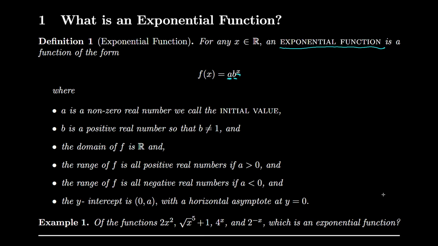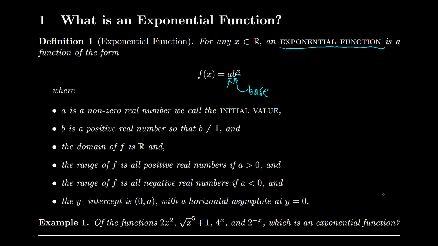A is a non-zero real number that we call the initial value. So this guy right here, A, is a non-zero real number. It has to be non-zero. If it's equal to zero, then this whole thing's zero, and it's not exponential. It's a constant function. In fact, it's the x-axis. I'll let you figure out what that means. B is a positive real number, and B can't be one, so the base can't be one. B is called the base, B-A-S-E.